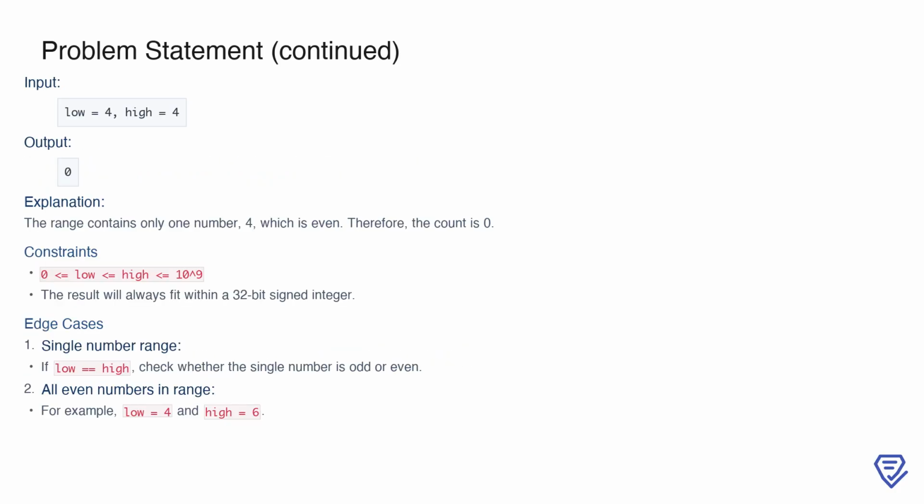Additionally, we need to account for edge cases. For instance, ranges where all numbers are even, like 4 to 6, will result in an odd count of 0. Conversely, ranges with all odd numbers, such as 3 to 5, would result in the count being equal to the total numbers within the range. Finally, for very large ranges, such as 1 to 10 to the power of 9, the solution must be efficient and avoid iterating through each individual number, which would be computationally expensive.